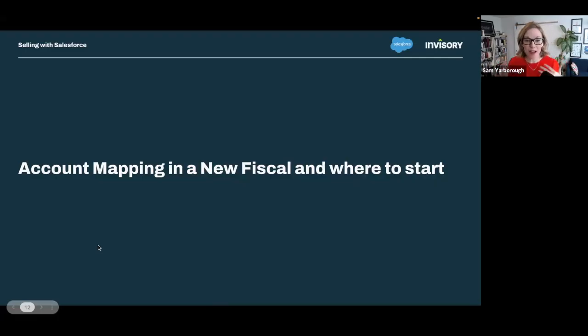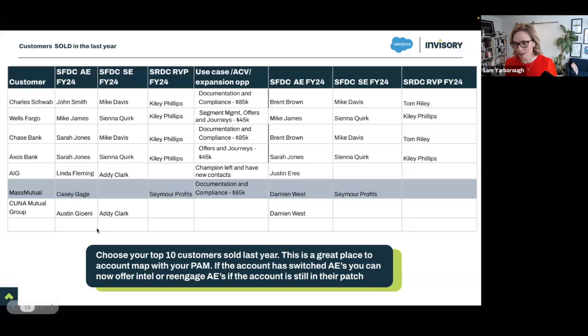Now we're going to move into account mapping in the new fiscal and where to start. As a former ISV partner leader, this time of year was always a bit like a black hole. As Natalie talked about the territory carve, it's like, what's going on over there? How do I drive business? How do I communicate with AEs? So what we're going to share now is things that you can do right now to set yourself up for success.